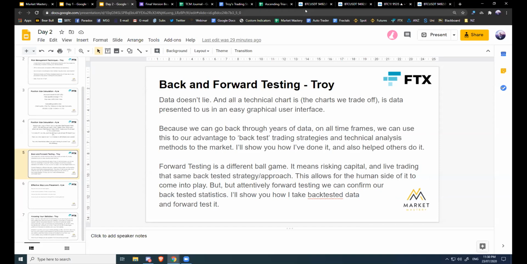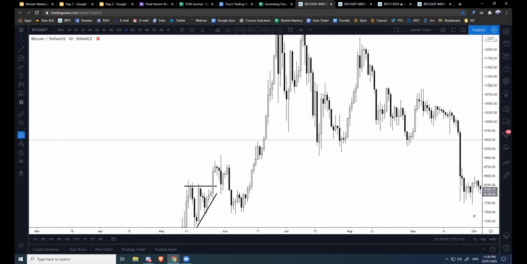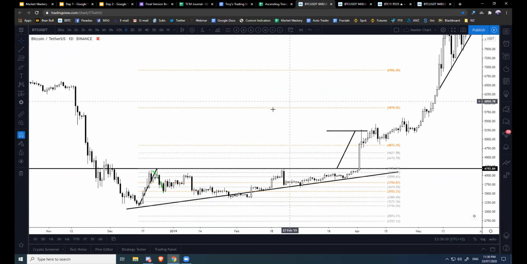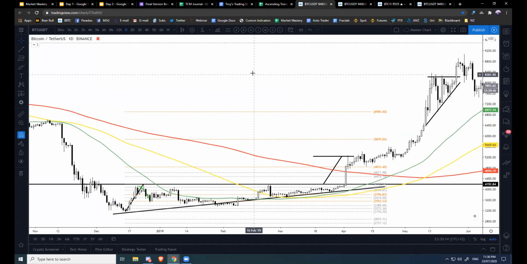So, for instance, this ascending triangle we've been doing. Yeah, I got pretty high, dude. Got pretty high on that test. I think I was 31, 32. I don't know what's going on.